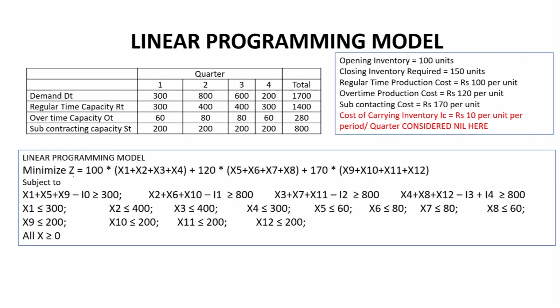So, I will write minimize Z, 100 is the per unit cost of producing through regular time, 100 into x1, x2, x3 and x4, the sum of x1, x2, x3, x4. These are the regular time productions in quarter 1, quarter 2, quarter 3 and quarter 4. Similarly, we are producing through overtime at the cost of rupees 120 per unit.